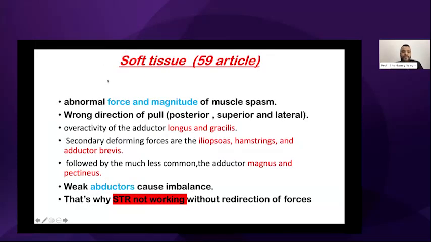For soft tissue, we have about 59 articles discussing soft tissue pathology. They have abnormal force, magnitude, and muscle spasm. They are pulling the head in the wrong direction: posterior, lateral, and superior. The adductor longus and gracilis are the main deforming force, sometimes iliopsoas, hamstring, and pelvis work. Those categories of patients have weak abductors. This causes imbalance. That's why soft tissue surgery is not working without redirecting the head inside the hip again.